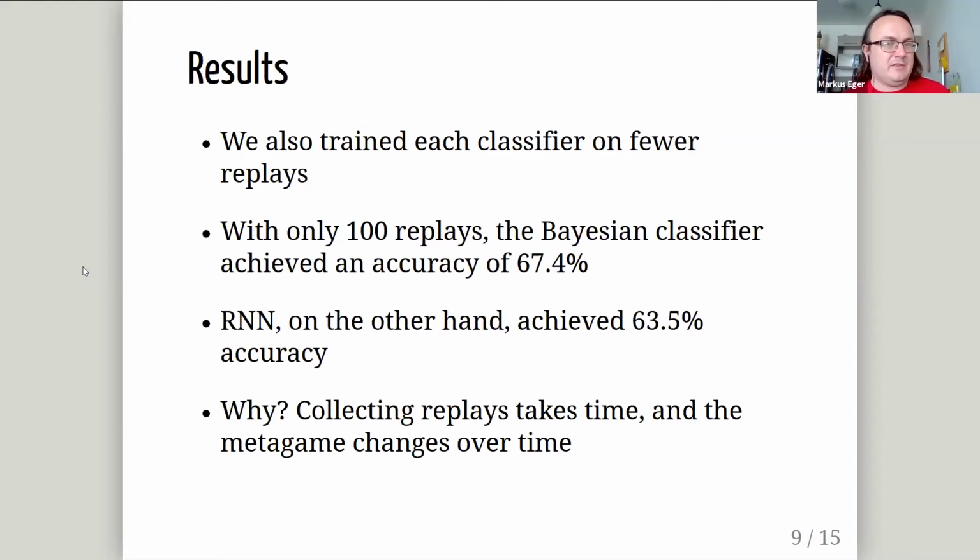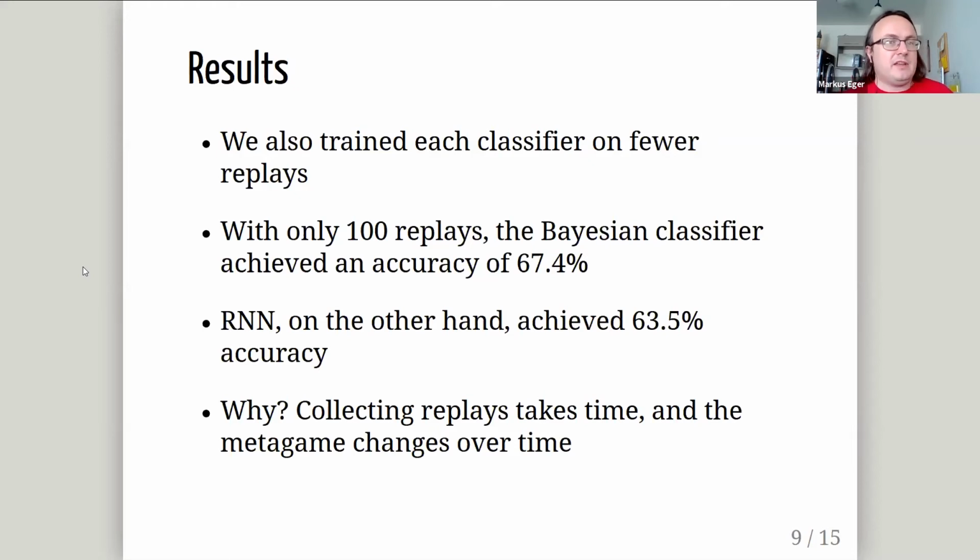So another experiment we did, and again, details of this are in the paper, reduce the number of replays that we feed to the classifiers. And of course, that will reduce the performance, because now we have less data, we have fewer different deck types that we can even predict. We don't have as accurate of information.